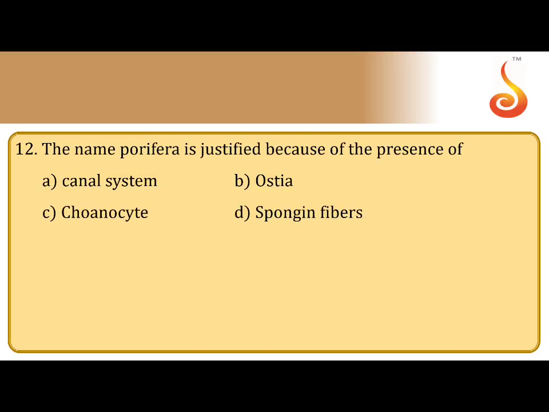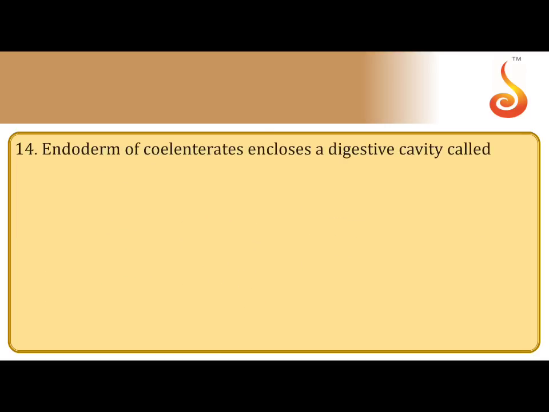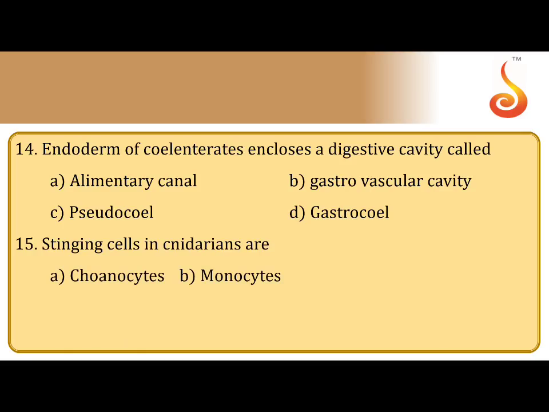Question number 12. The name the Porifera is justified because of the presence of. So, why do we call a Porifera as Porifera? Because of canal system, because of ostia, because of choanocyte or spongin fibers. Question number 13. Large opening for the exit of water in poriferans is called as spongocele, dermal pores, ostia or osculum. Question number 14. Endoderm of coelenterata encloses a digestive cavity called alimentary canal, gastrovascular cavity, pseudocele or gastrocele. Last question. Stinging cells in cnidarians are A, choanocyte, B, monocyte, C, nematoblast and D, A and B both.